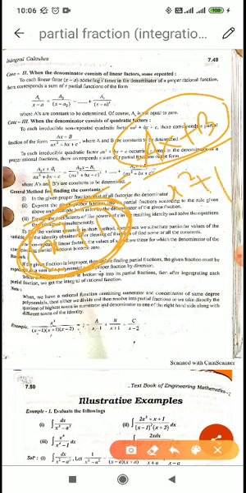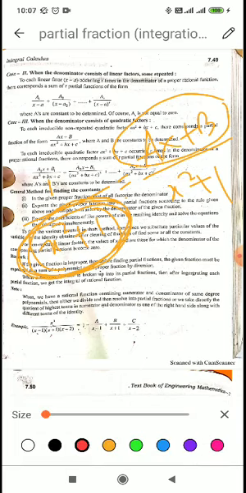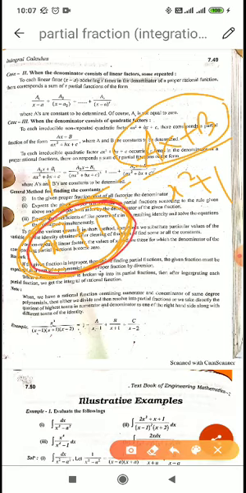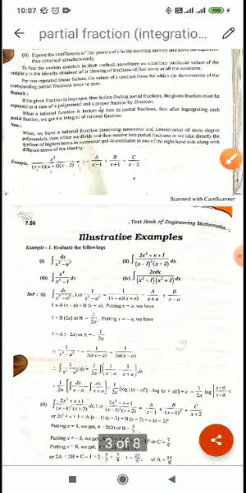Now you have to multiply this one to bring it to this side, and we multiply and equate the coefficients. Then you determine the values of a and b, then replace them in the original equation, then integrate, then you will find the answer. Okay, now we are done with the theory. Let's go to the problem here.